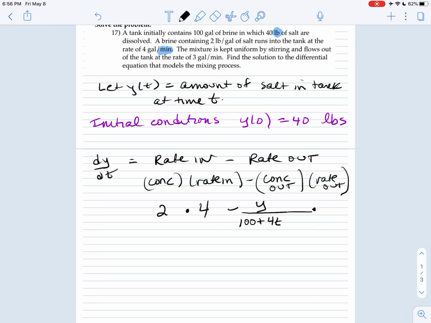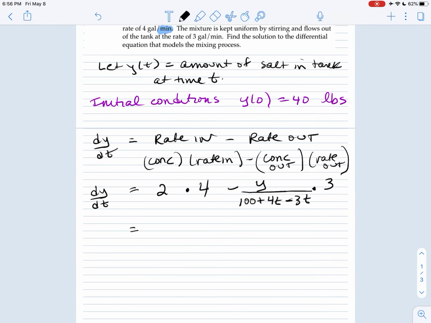But what's my rate out? It says the mixture is kept uniform by stirring and flows out of the tank at the rate of 3 gallons per minute. So we want to write 3 here, but then we also want to subtract 3t, because that's going to give us our total volume at any time t in the tank as it's kept mixing. So that is my dy/dt equal to, and if I go ahead and simplify, I get 8 minus 3 over 100 plus t times y.